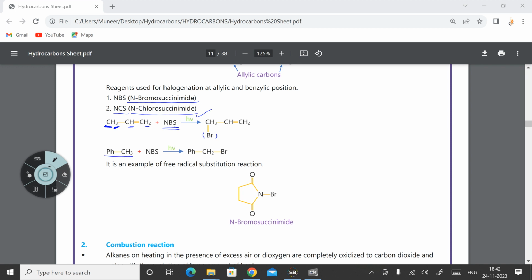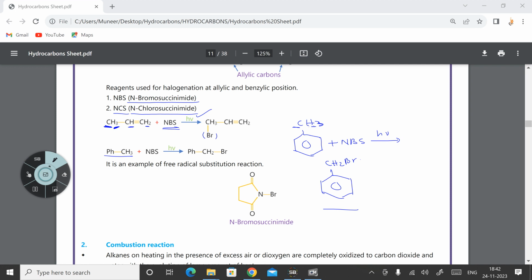For PhCH3 you can write the equation like this. This carbon atom is called benzylic carbon, and these hydrogen atoms are called benzylic hydrogens. When NBS is used, B means bromo, C indicates chloro, succinimide. In the presence of sunlight, one of the hydrogens present in the CH3 group is replaced by bromine.